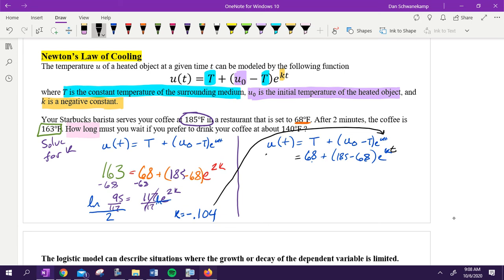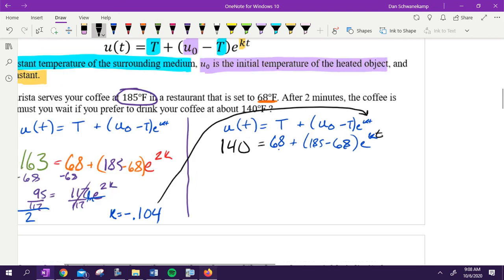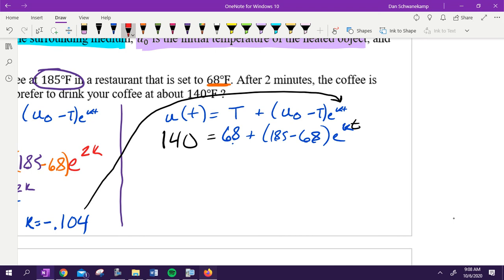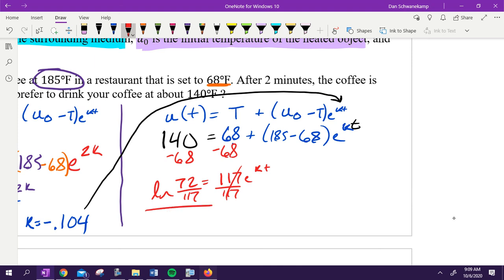This time through, it is what I'm trying to reach, which is 140 degrees. That's the ultimate temperature here. That's the goal. So then we're just going to solve. Subtract 68 on both sides, and it looks almost identical to the last solve we did. I'm going to divide by 117, take the natural log, and then divide that by my K value that I just found.